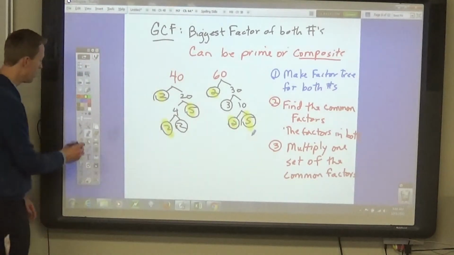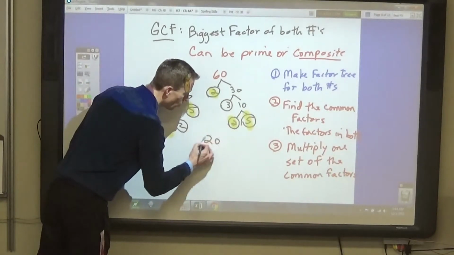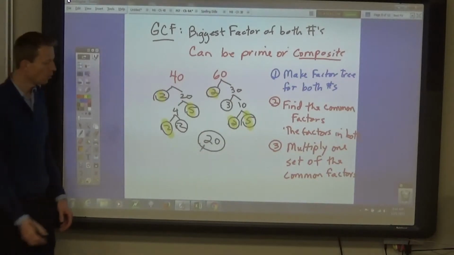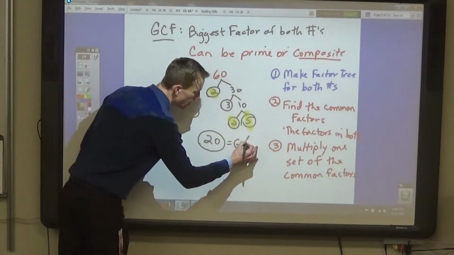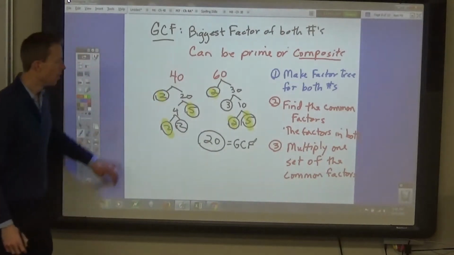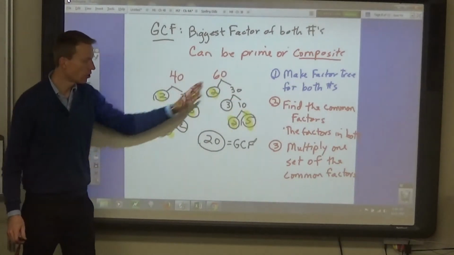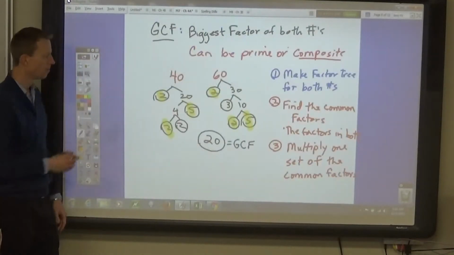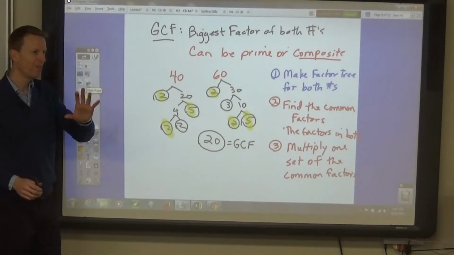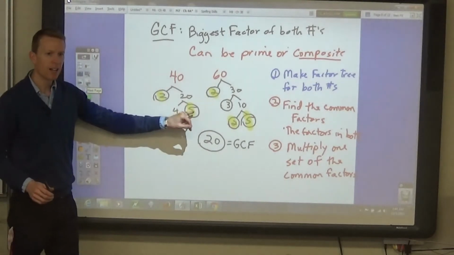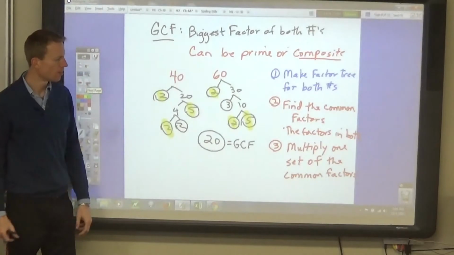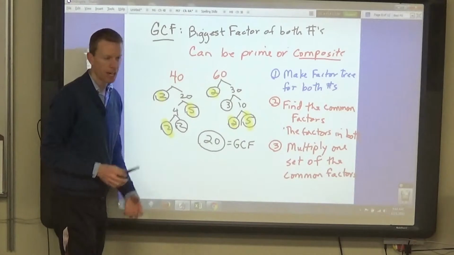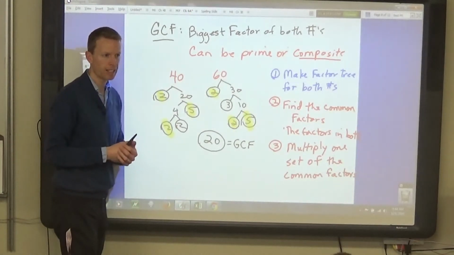Multiply them together, and you get 20. 2 squared times 5. So 20 is the greatest common factor. Again, you just make that factor tree that I showed you how to do, and then circle the common factors, or find the factors that are in both formulas, and multiply them together. Works every time.